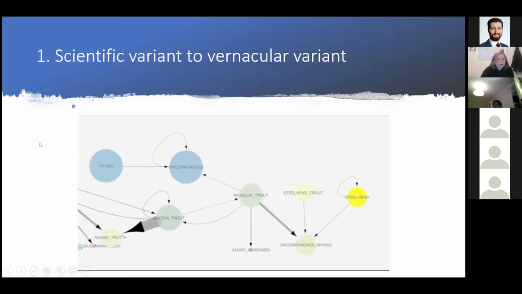And then also here, you can see rainbow trout and steelhead, which appeared in a slide a couple of slides ago. You can see both steelhead trout, rainbow trout, and steelhead link down to Oncorhynchus mykiss. Rainbow trout is also linked to Salmo gairdneri, which is another variant for the same species. So one, you can see a slight hierarchy, but also you can see the way that they link down.